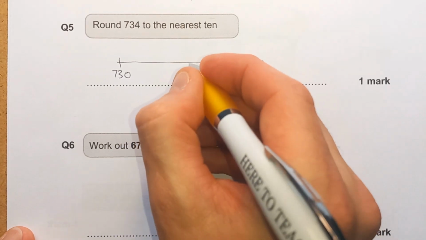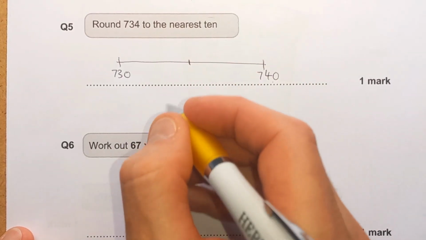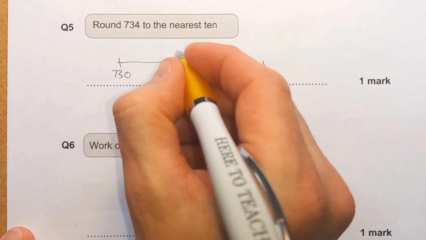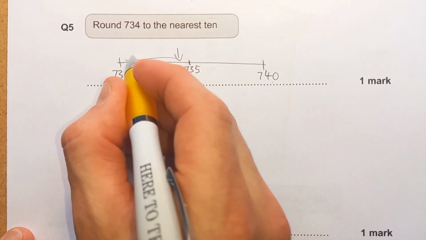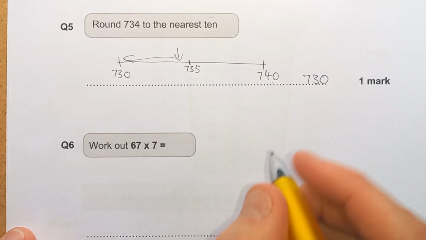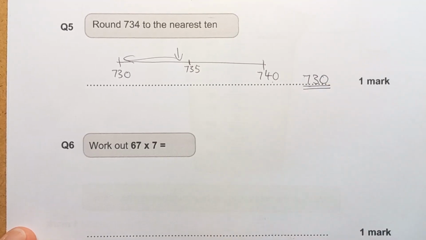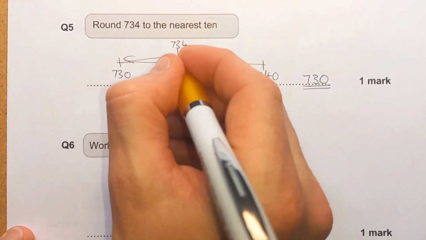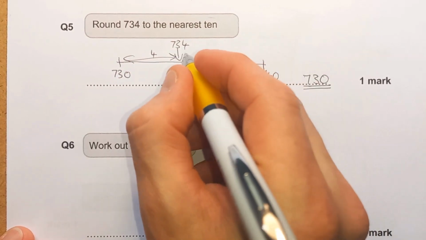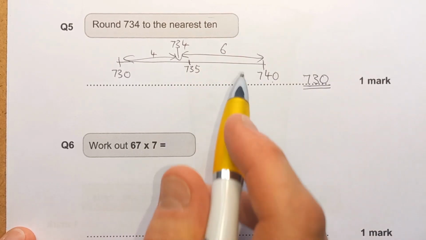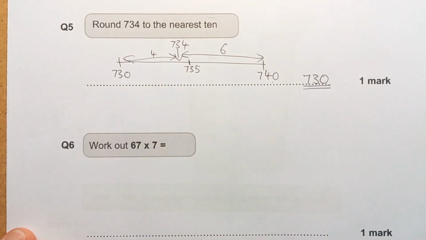One nice way to do it is say, well, what would halfway between the two be? Well, that would be 735. 734 is going to be this side of it. So we're going to round down to 730. And that's our final answer. Or you can do like we did before and say, if that's 734, this difference here is going to be 4. And 734 to 740 is going to be 6. So again, this is going to be the closest one.